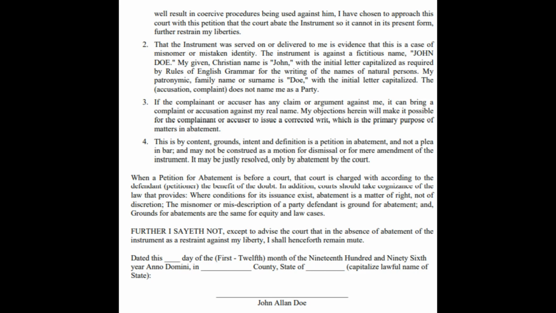So my objections herein will make it possible for the complainant or accuser to issue a corrected writ, which is the primary purpose of the matters in the abatement. Number 4. This is by content, ground, intended, and definition a petition in abatement and not a plea in bar. So the bar is British Accreditation Registry, just so you know, and that's British law that they bring over here with their private membership associations called the bar, right?